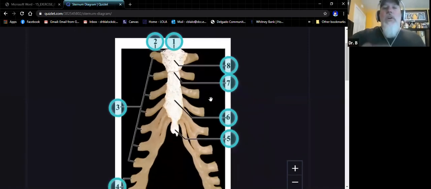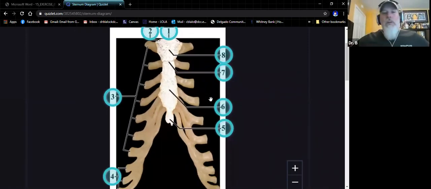Now, these costal cartilages are going to attach 10 of our 12 pair of ribs to the sternum. 2 of our ribs do not attach to the sternum. Those are what we call our floating ribs, and they're going to be coming off of T11 and T12. But the other ribs that we have all are going to articulate with the sternum.